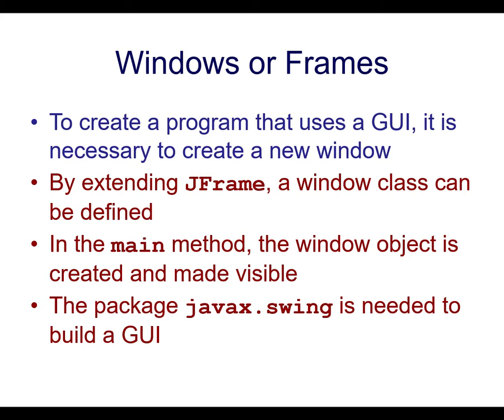To create a program that uses a GUI, it is necessary to create a new window, or what Java refers to as a frame. The approach that we plan to use in all of our examples is to extend the JFrame class. Keep in mind that another approach is to use composition rather than inheritance. With composition, we would instead include an instance variable of type JFrame in our class. This is one case where the choice between inheritance and composition is not clear-cut.